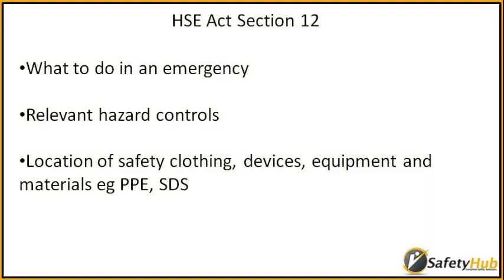Information, training and supervision. This chapter is all about ensuring that your employees know their responsibilities with regards to health and safety in your workplace, which includes how to manage the hazards that they're exposed to. Section 12 of the Health and Safety Act requires every employee be given information on their workplace in a way they understand, which includes covering off on what to do in an emergency, relevant hazard controls, and location of safety clothing, devices, equipment, materials, etc.